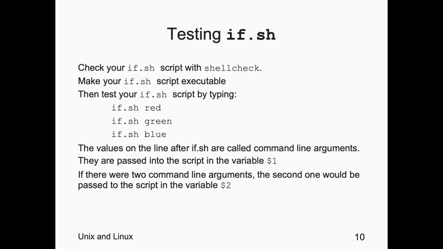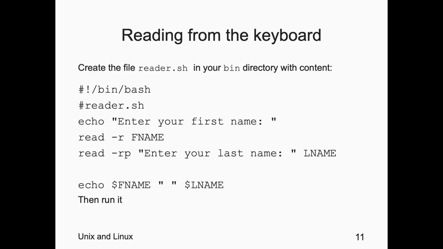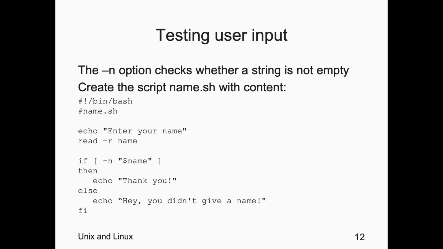Again, values are passed into the variable denoted by $1. If there happen to have been two arguments that we wanted to use, then the second one would be denoted by a $2. Now say that you want to create a script that takes input interactively. Here's an example of what you can do, and for time's sake, I'm just going to go through it really quickly. Now take a second to pause the video and try this exercise on your own.